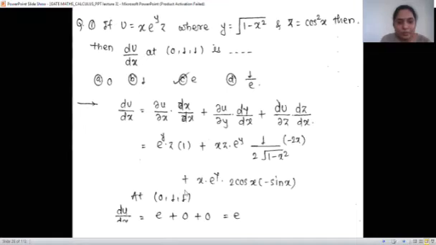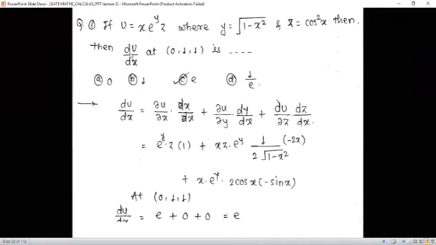So it is asked at 0, 1, 1. So put x is 0, y is 1 and z is 1 here. We get e raised to 1, that is e, and z is 1. So it is e plus 0 plus 0, that is equal to e.